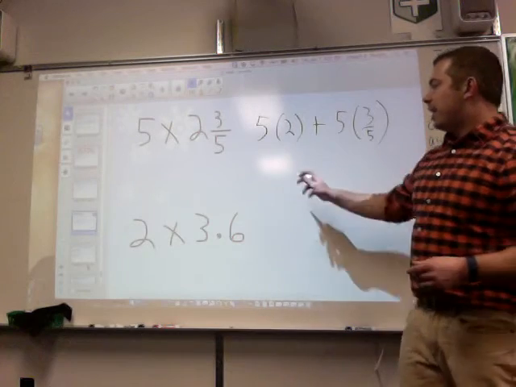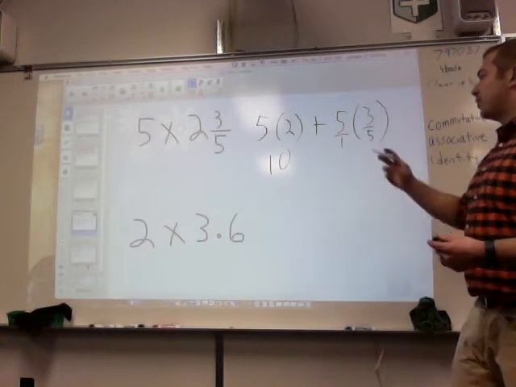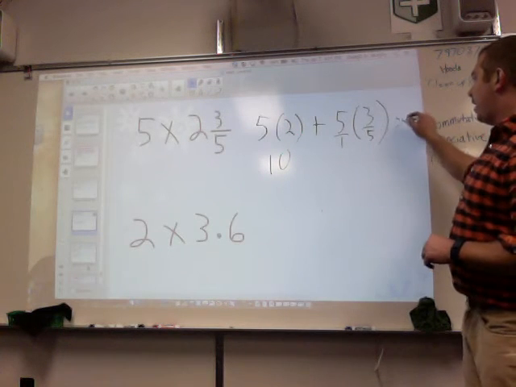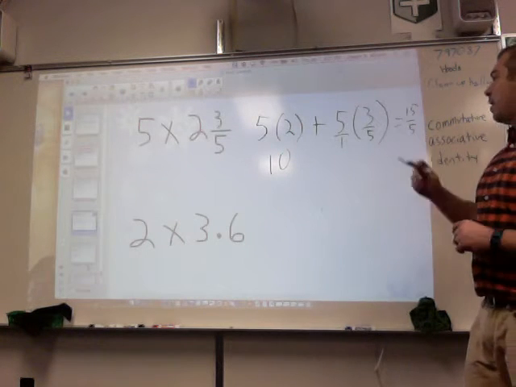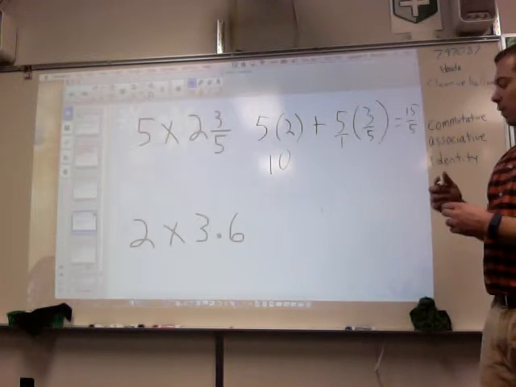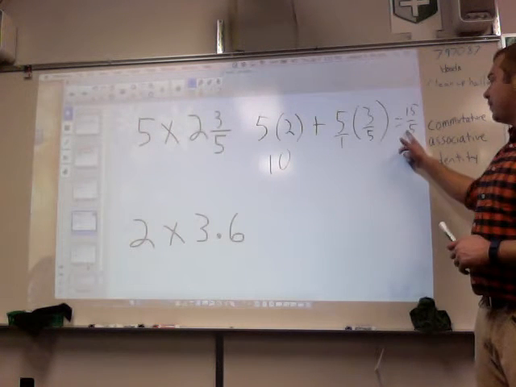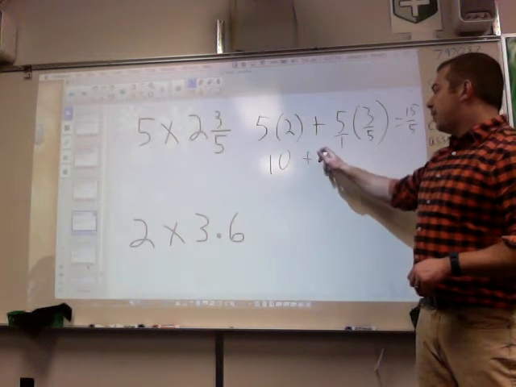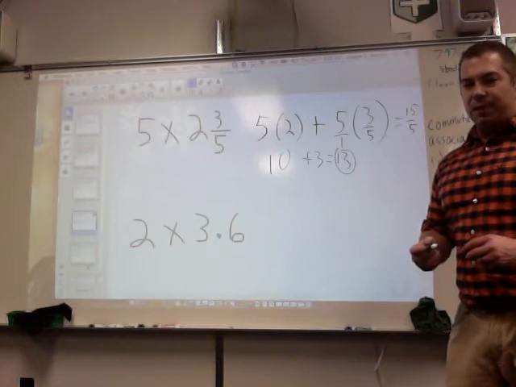All right, so 5 times 2 equals 10. 5 times 3/5 is really 15 over 5, because 5 times 3 is 15, and 1 times 5 equals 5. 15 over 5 can be reduced to 3, yes, because 5 goes in itself 1 time, goes in 15 3 times. So I end up with 10 plus 3, which equals 13 as my answer for that one.